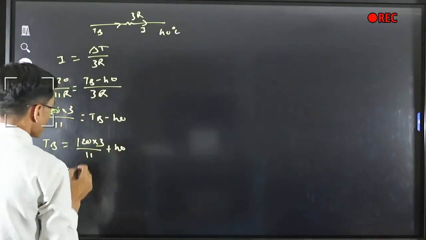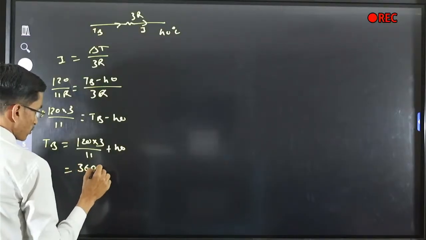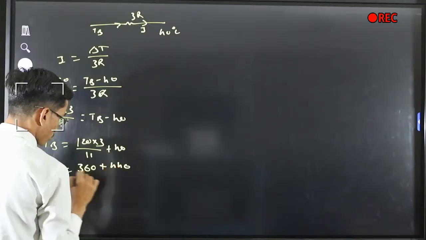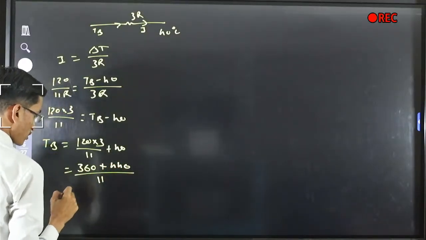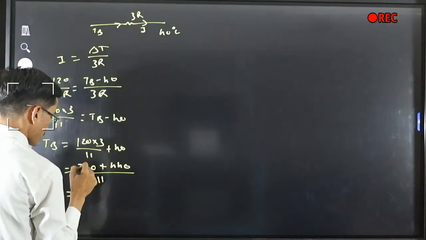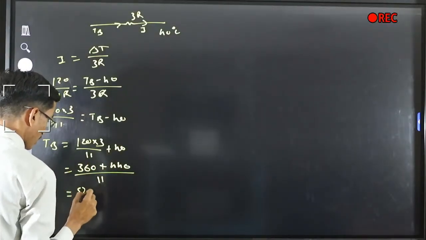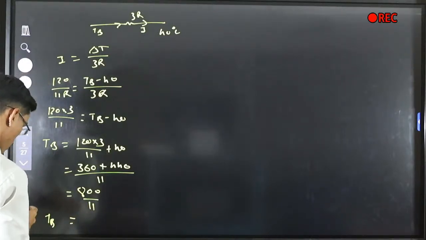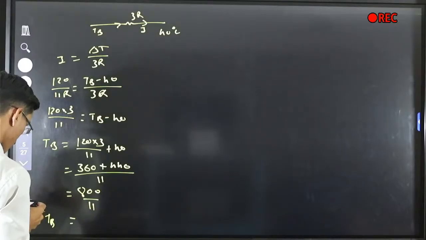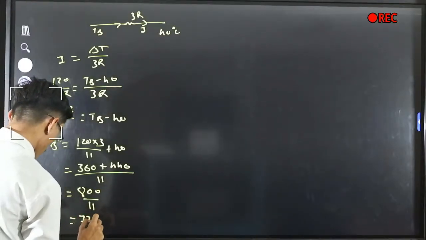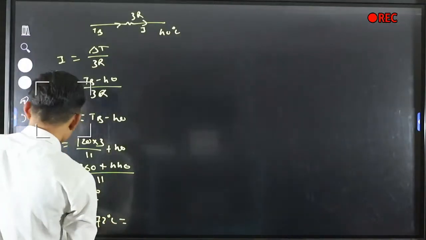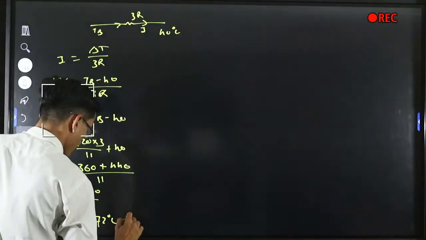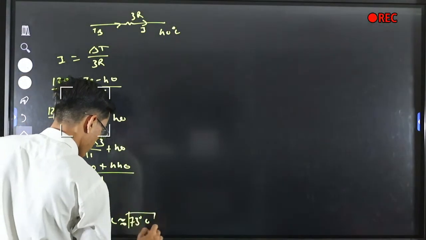So TB is equal to 120 into 3 by 11 plus 40. 120 into 3 is 360, plus 11 into 40 is 440, so 800 divided by 11. So TB will come out to be 800 divided by 11, which is 72.72 degrees Celsius. Let us check the options. Okay, the nearest answer is 73 degrees Celsius.